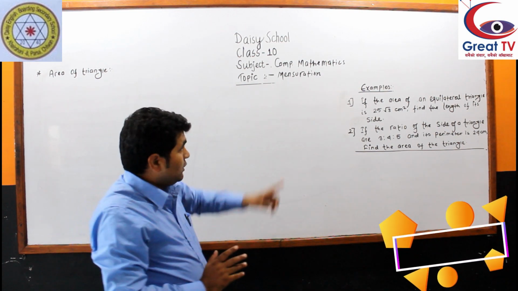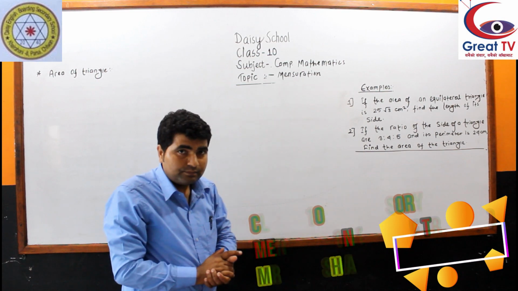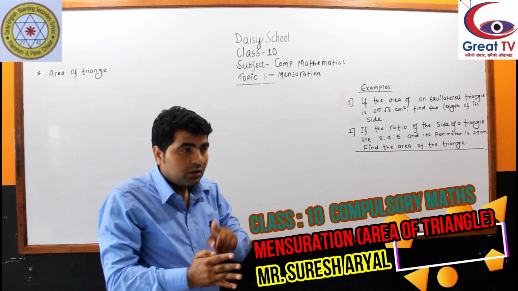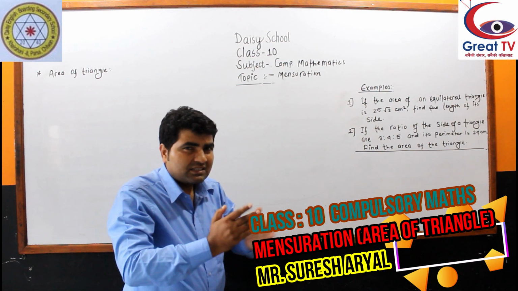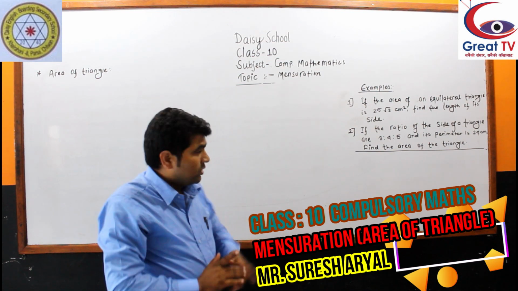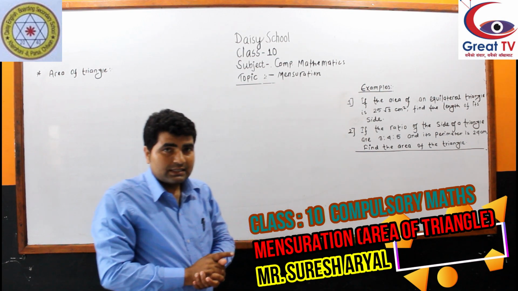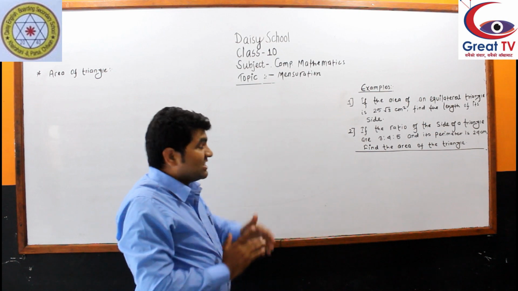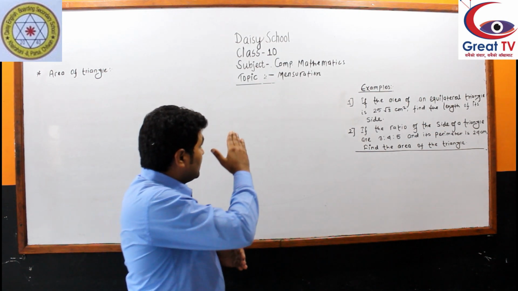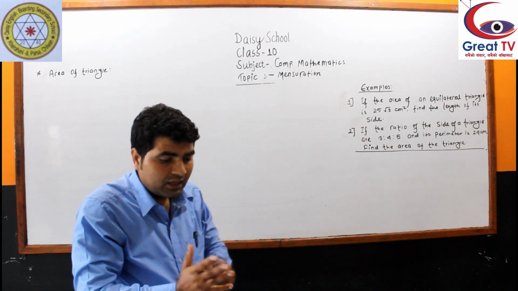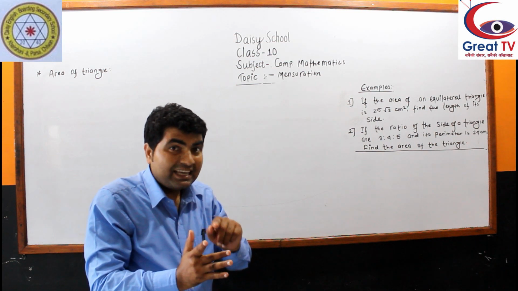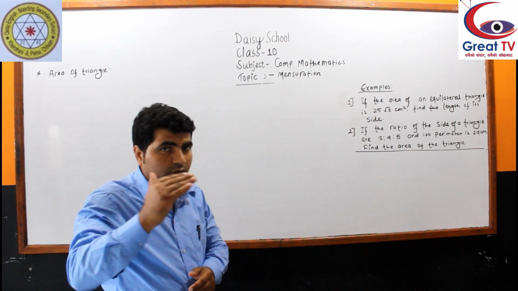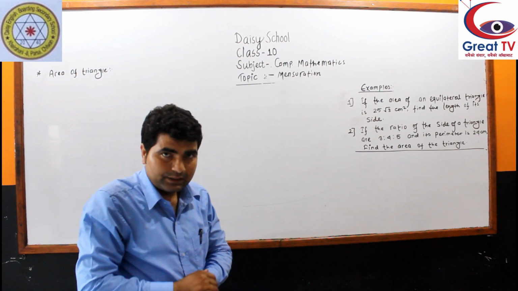First of all, what is the definition of mensuration? Arithmetic, geometry, algebra, probability, statistics are various branches of mathematics. This one is also a branch of mathematics. Mensuration is the branch of mathematics which deals with the size, length, and area of 2D figures, plane figures, and 3D figures, space figures.